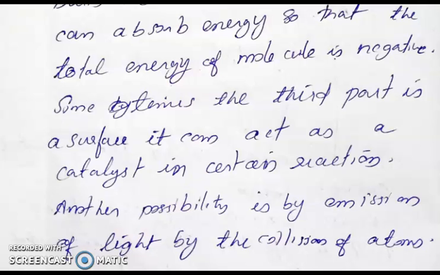Catalyst in certain reactions means two molecules collide near the surface. So this surface can take the energy from the atoms and help the formation of molecules by making their energy negative. That is the case we discussed. Platinum can act as a catalyst in hydrogen molecule formation. Then another possibility is that two atoms collide and emit light, so that their energy becomes negative. In that case also the molecule will form.